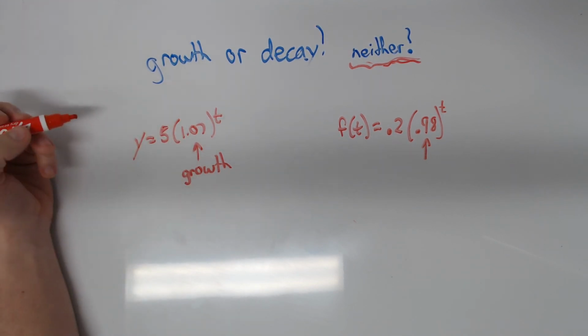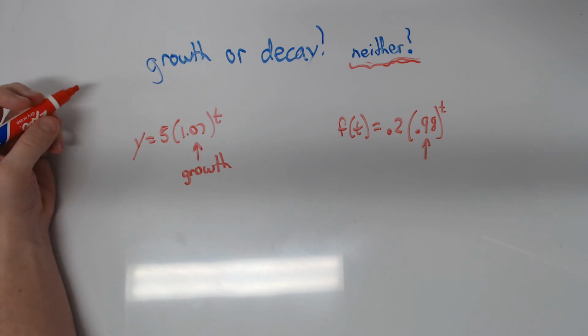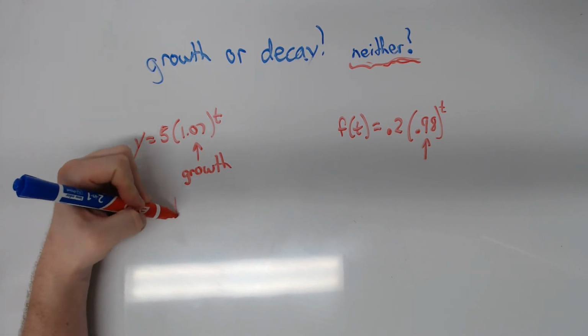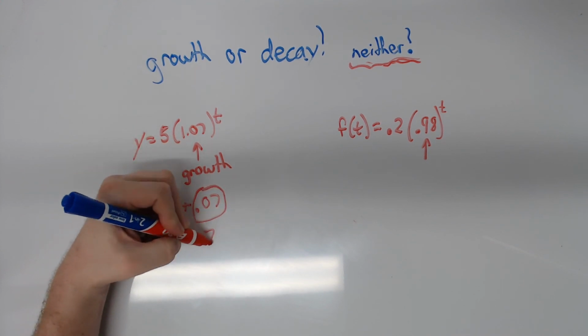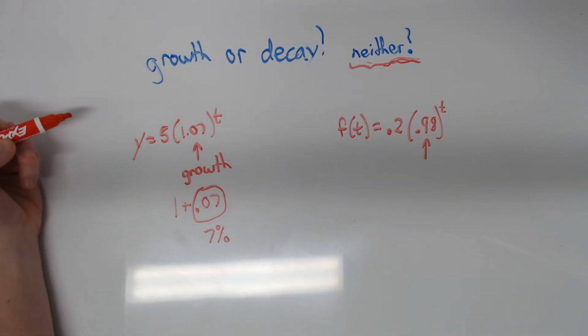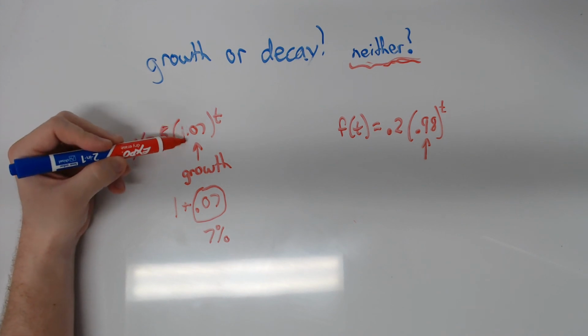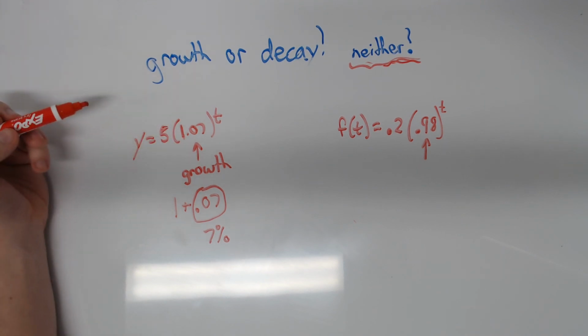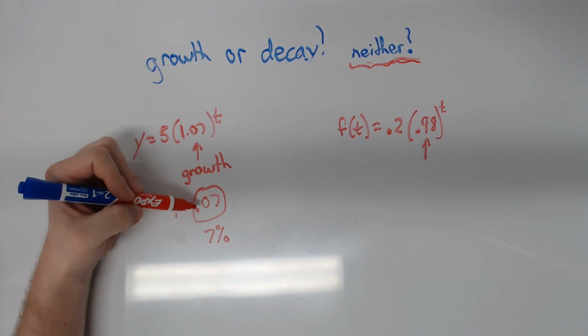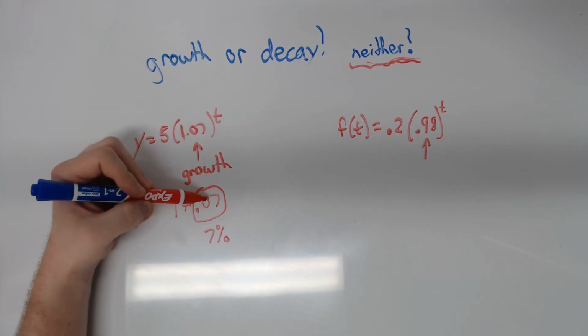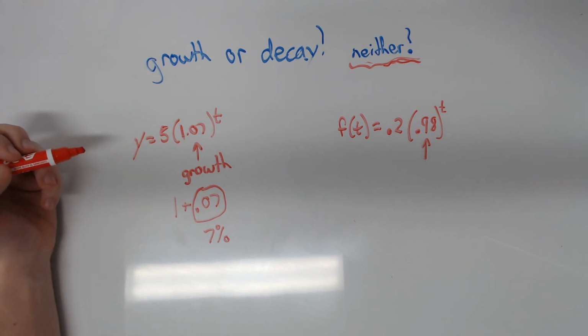But what's the percent rate? If I were going to read this in a word problem, what percent am I growing by? Well, this would be 1 plus 0.07. This is a 7% growth. You don't count the 1. The 1 counts the money we already have in there. How much more am I going to have after a year? 0.07 more. 0.07 as a percent is 7%.